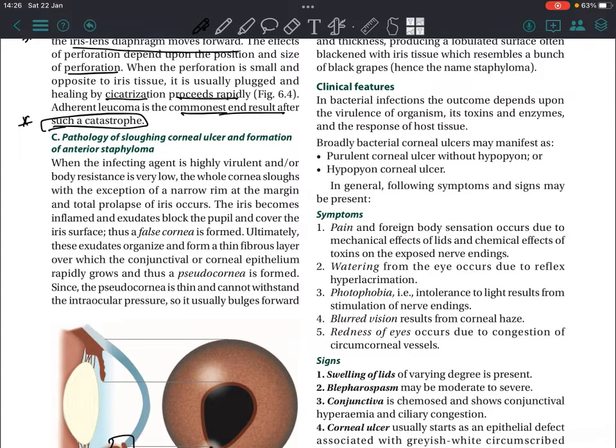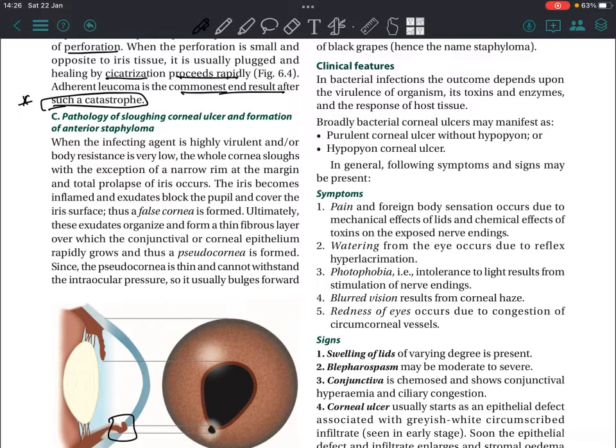When complete cornea is involved, all the layers are affected. Pathology of sloughing corneal ulcer, formation of anterior staphyloma. When the infective agent is highly virulent or body resistance is very low, the whole cornea sloughs with the exception of a narrow rim at the margin, and total prolapse of the iris occurs. The iris becomes inflamed and exudates block the pupil and cover the iris surface, thus a false cornea is formed. Ultimately, these exudates organize and form a thin fibrous layer over which conjunctival or corneal epithelium rapidly grows. Thus, a pseudocornea is formed.